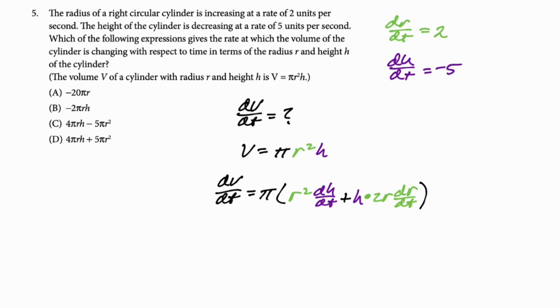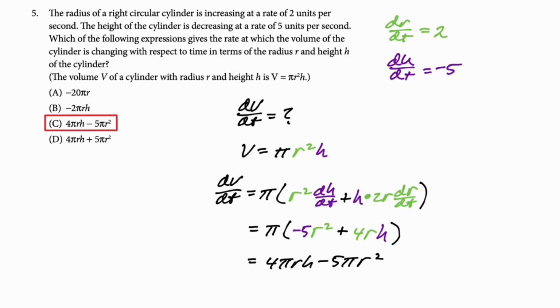Now what we're going to do is just fill in for dh/dt is -5, dr/dt is positive 2. So we will fill those in, which gives us pi, the quantity, -5r squared plus 4rh. You look at the answer options, and none of them really look like that. So I'm just going to rewrite this as 4 pi rh and then -5 pi r squared. I look over at the answer choices, and I can see that the answer is C.